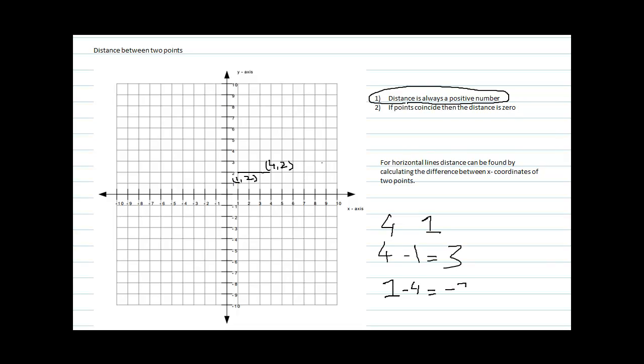I will subtract 4 from 1 and I will get negative 3. However, if you remember, distance is always a positive number, so we will take the absolute value of negative 3 to get the right value for distance.